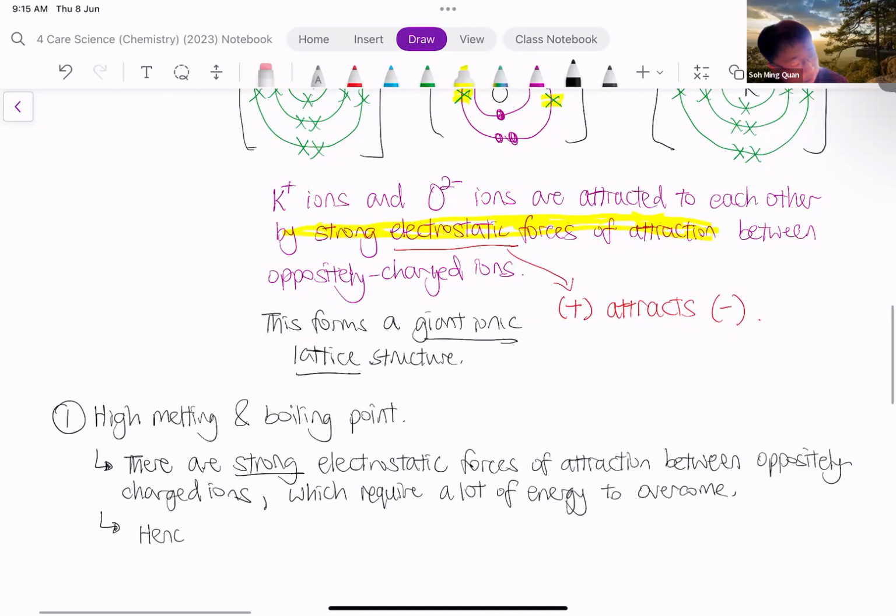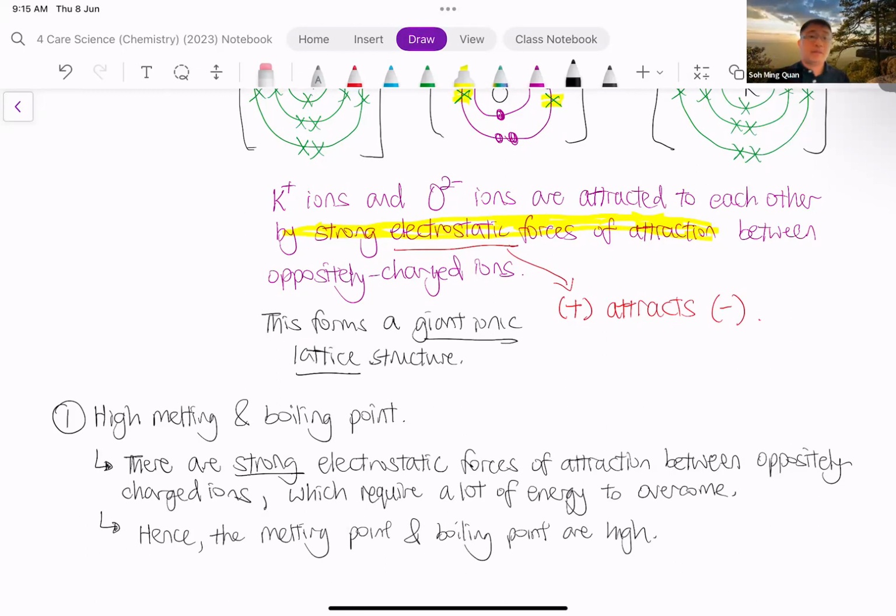Therefore, the melting and boiling point is very high. Okay? So this is an important key idea. Melting and boiling involves overcoming forces of attraction. So because these are strong electrostatic forces of attraction between oppositely charged ions, they will require a lot of energy to overcome. So you will need to heat it up to a very high temperature before we are able to melt the ionic compound.